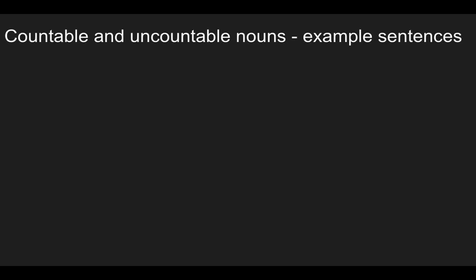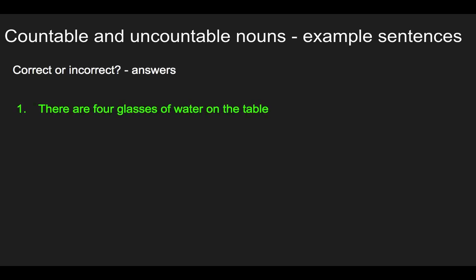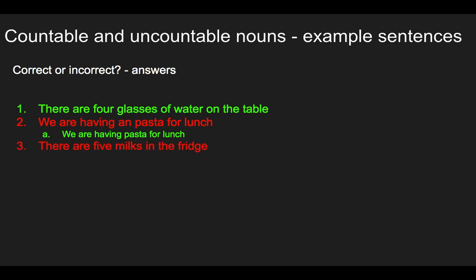Okay, let's look at the answers to that activity. So we had, there are 4 glasses of water on the table. Perfect. We are having pasta for lunch. Remember, with uncountable, we can't use a or an. Again, this is incorrect. I would say there is milk in the fridge, or there are 5 bottles of milk, you could say.